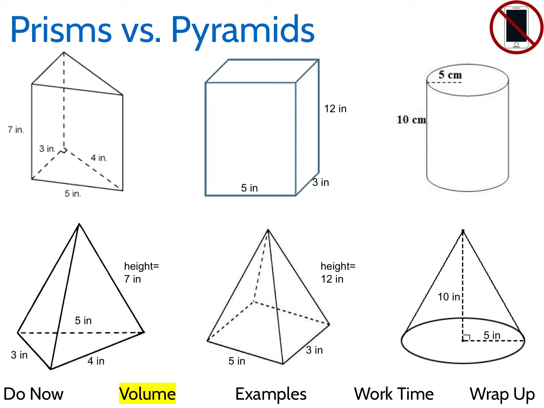So in this lesson, we're going to look at the volume of pyramids. And pyramids are different from prisms. Everything on top here is a prism and a cylinder. And down on the bottom, we have pyramids and a cone.